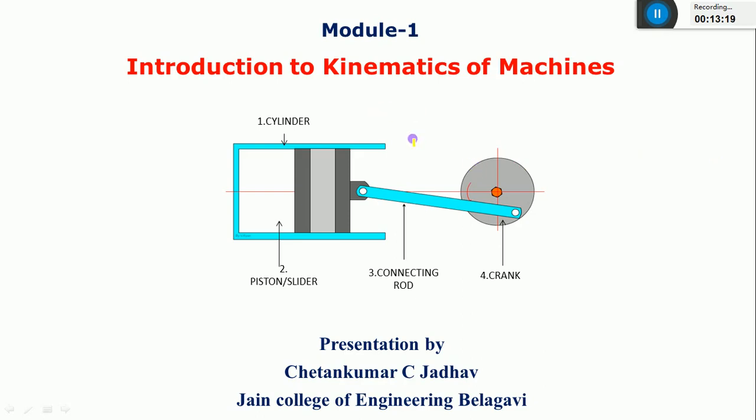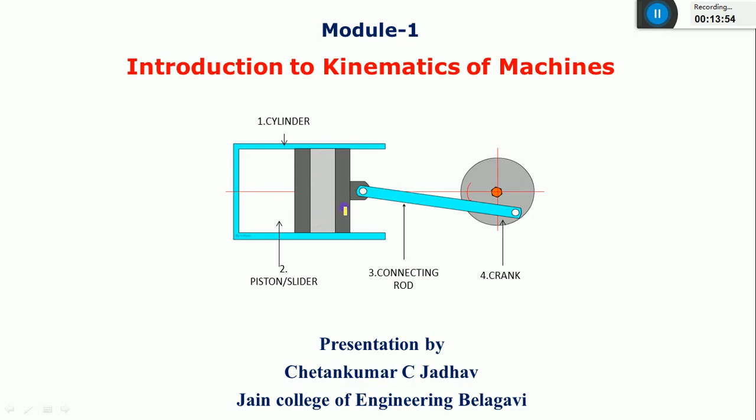So the first module is Introduction to Kinematics of Machines. I'll take an example of an IC engine. An IC engine has different parts, starting from this cylinder, which is a fixed one. So this is a hollow cylinder, it is not going to move. Inside this cylinder there is a piston, or you can say a slider also. Both are correct. This piston is going to reciprocate inside the cylinder. It means it is having a linear motion with respect to the cylinder.